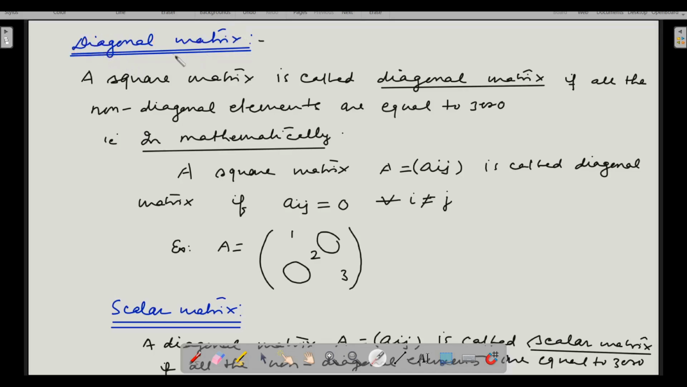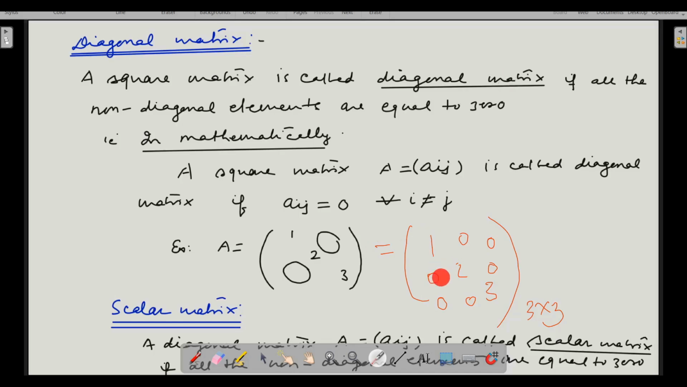So, diagonal matrix: a square matrix is called a diagonal matrix. Now, when will a square matrix be called a diagonal matrix? First of all, I will rewrite the matrix like this. This is clearly a 3 cross 3 square matrix. A square matrix is called a diagonal matrix if all the non-diagonal elements are equal to 0.